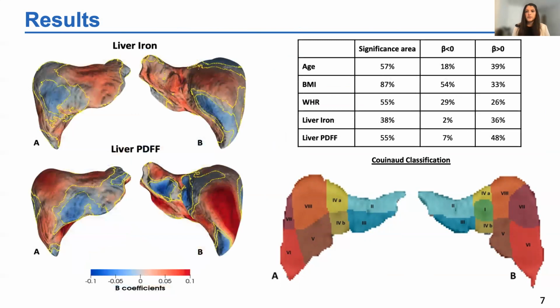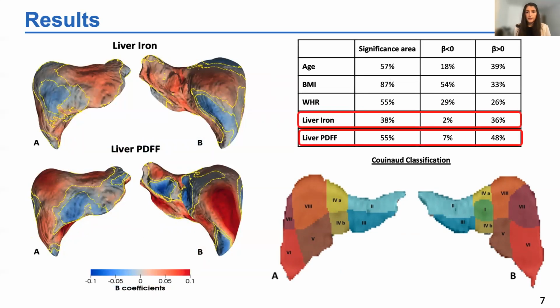To determine the nature of liver modeling, we examine the effect of the liver IDPs such as iron concentration and PDFF. Liver iron was positively associated with surface-to-surface values on 36% of vertices and negatively associated on 2% of the vertices, whereas liver PDFF showed to be positively associated on 48% of the vertices.